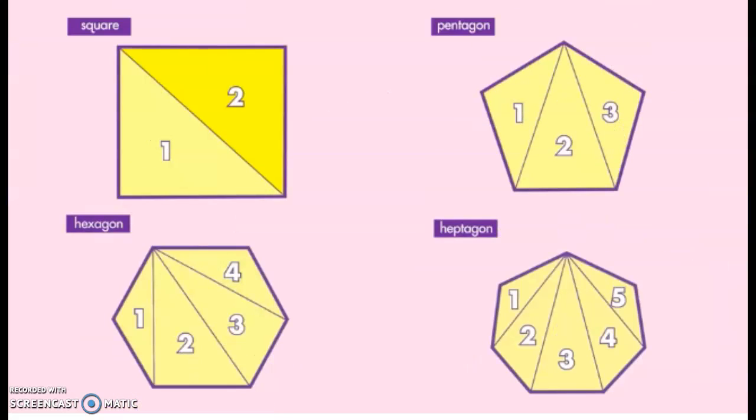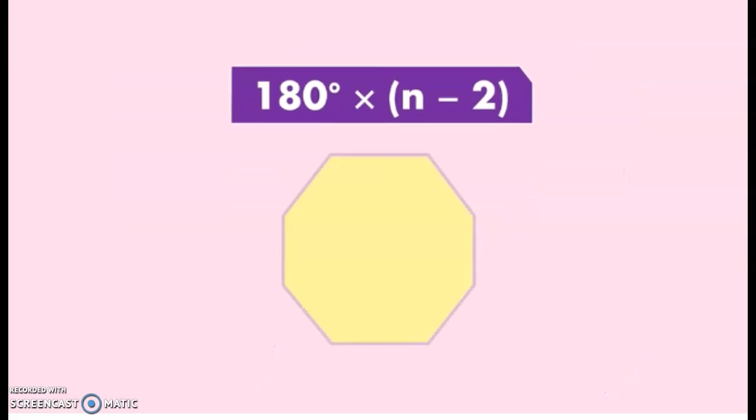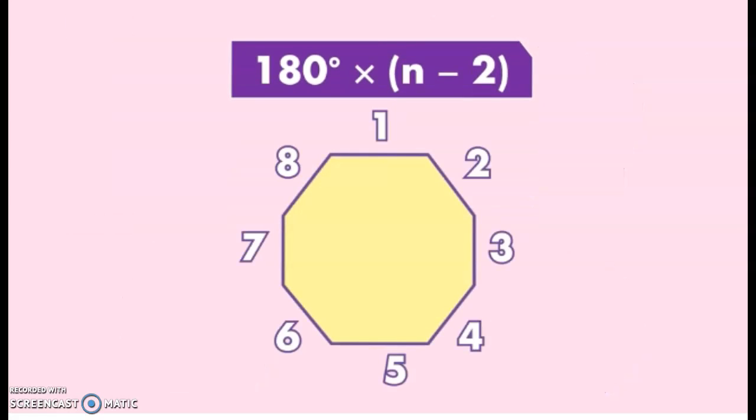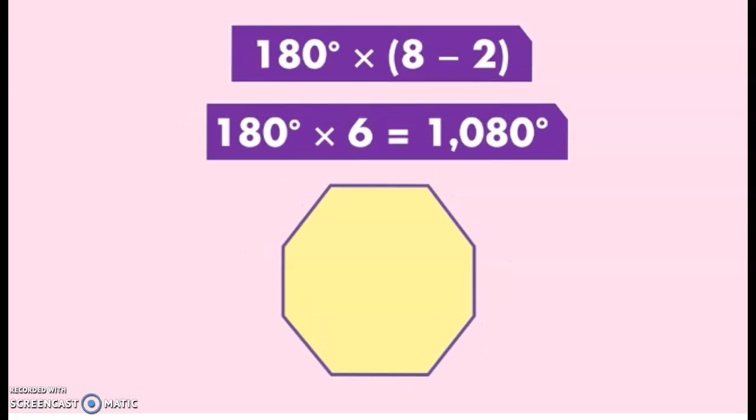This pattern means that you can also use a formula to find the sum of any polygon's interior angles. The formula is 180 times (n minus 2), where n equals the polygon's number of sides. An octagon has 8 sides, so plug 8 into the formula. Using the formula, you also get 1080 degrees.